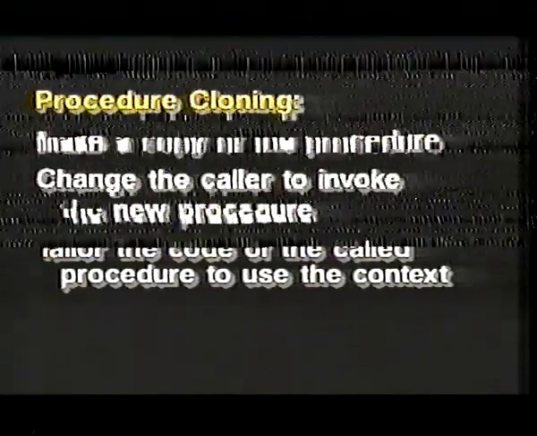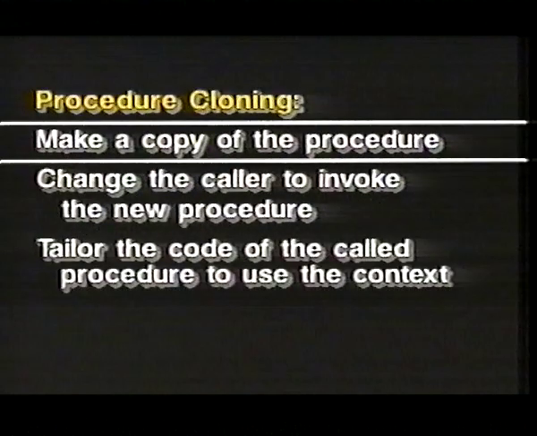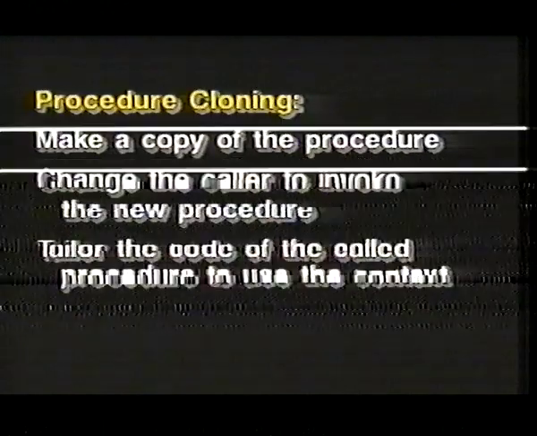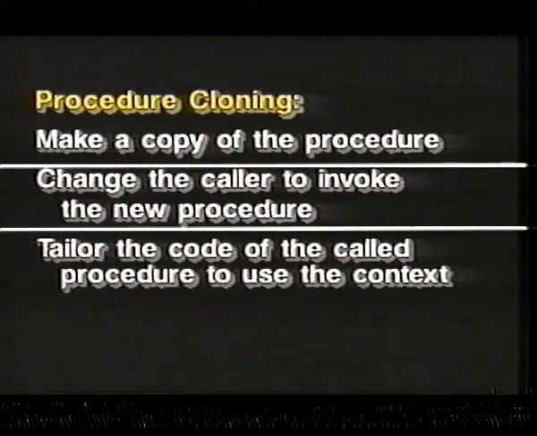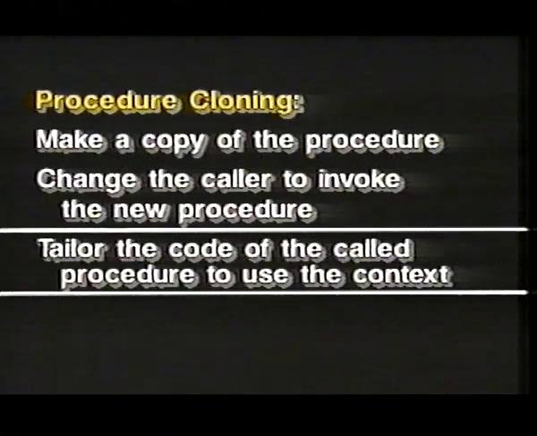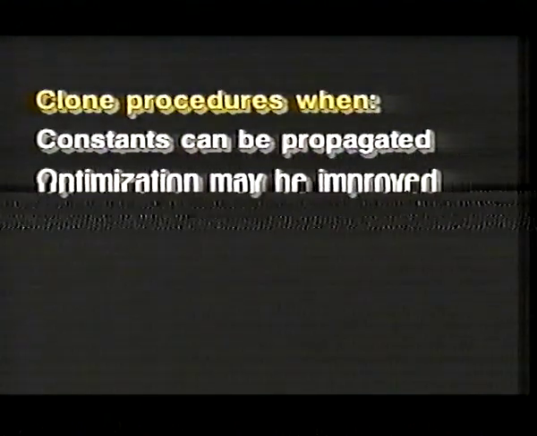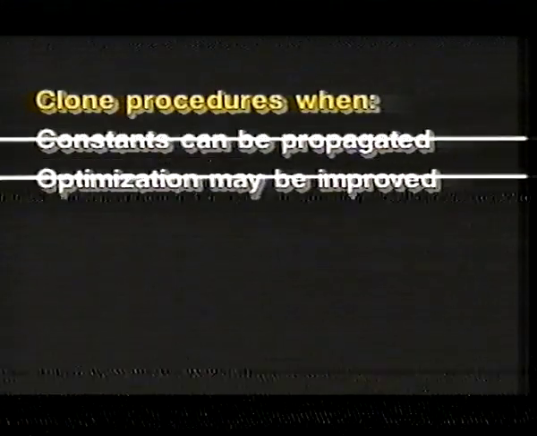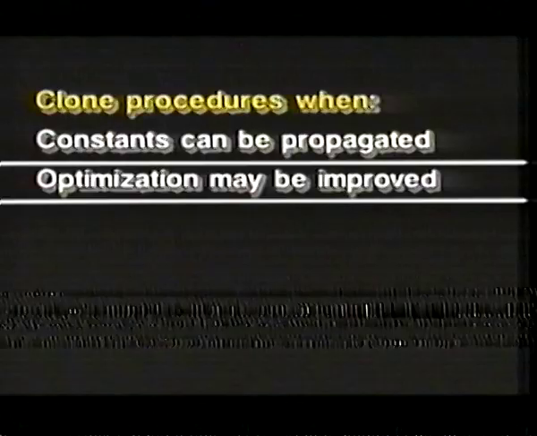The purpose of procedure cloning is to increase opportunities for constant propagation. Procedure cloning has three phases. First, the procedure is copied and renamed. Next, the caller is changed to invoke the new procedure. Finally, the new procedure is tailored to fit the context of its use. The application compiler clones procedures when constants can be propagated and optimization may be improved.